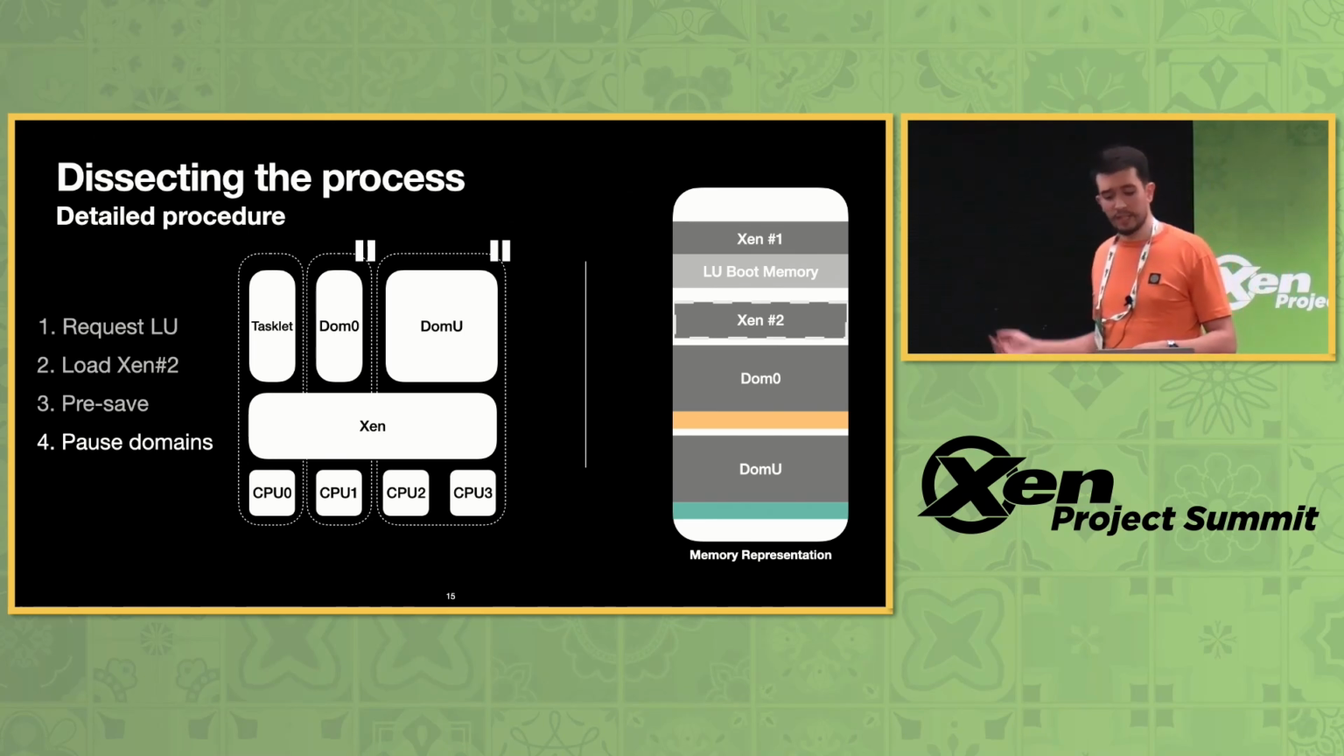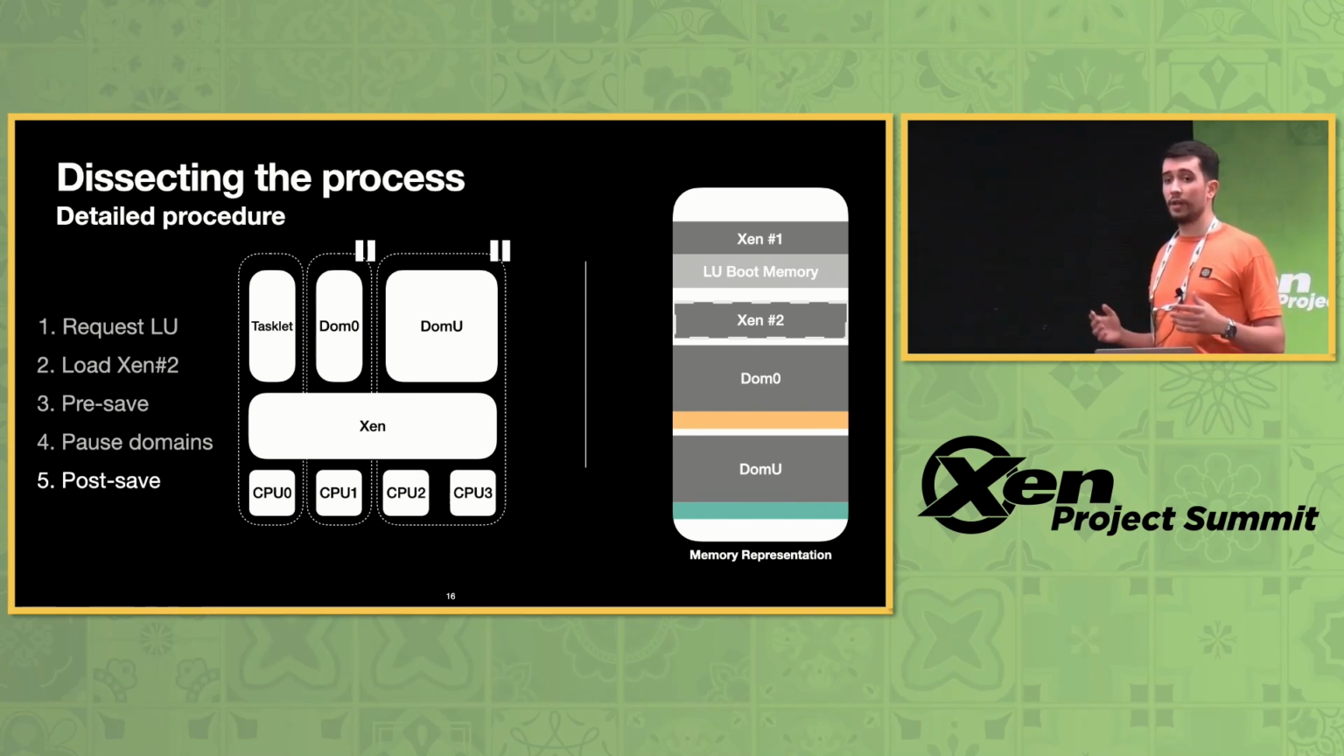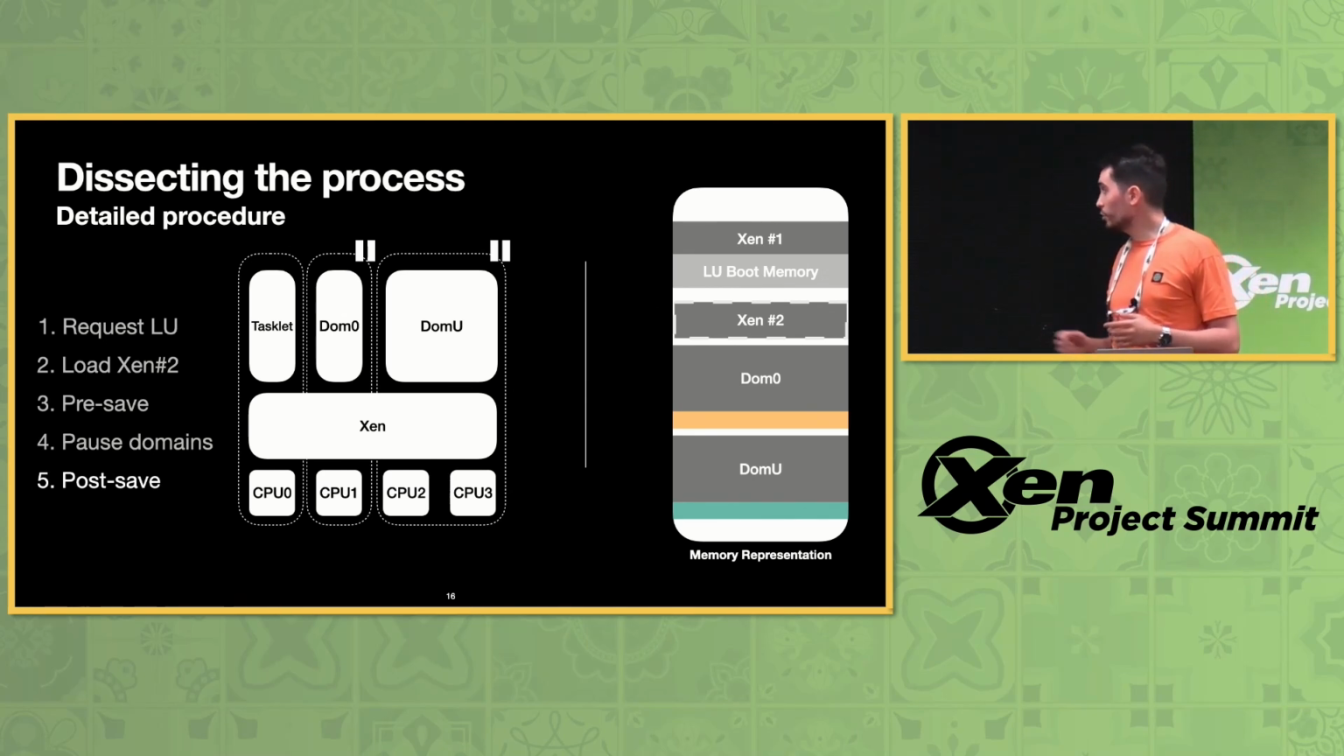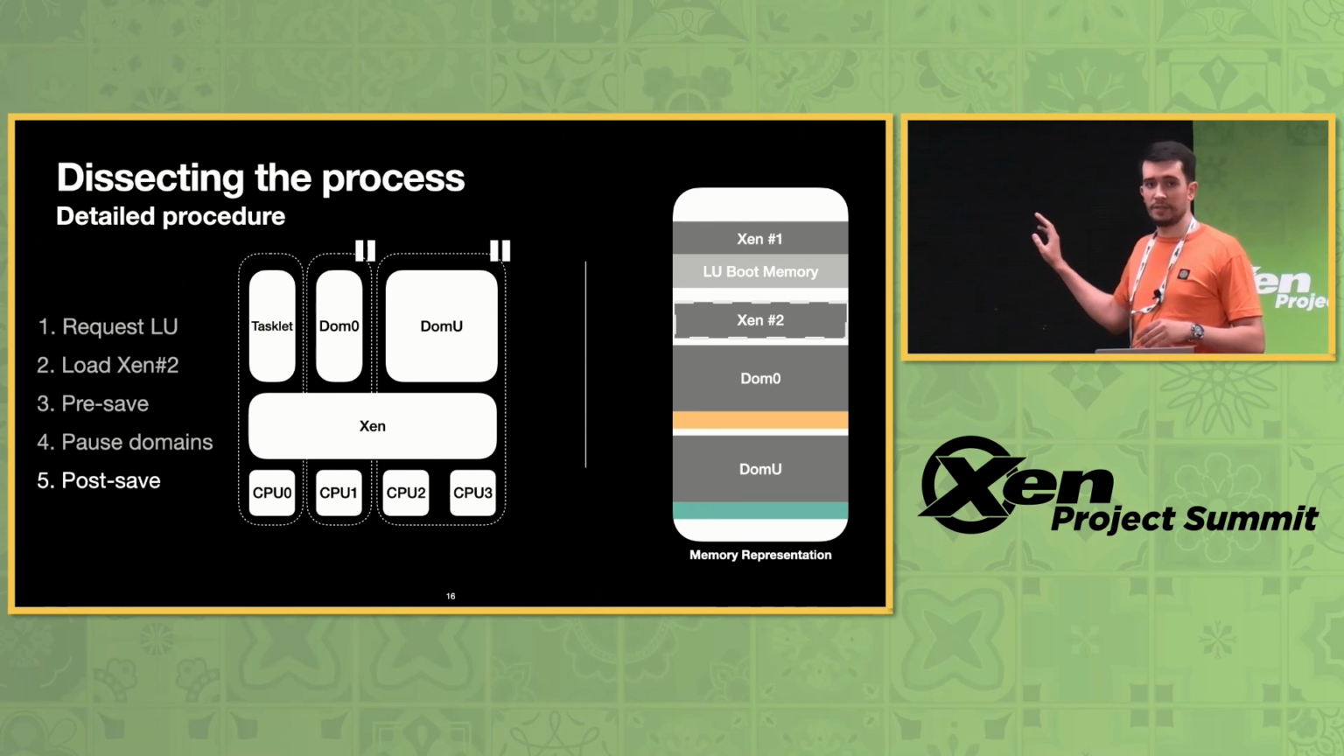But let's say that in that case, we could have quiesced everything correctly. So now we can save the rest of the states that are more likely to change and that we couldn't have saved during the pre-save operation. And this is again done in a tasklet. I should have made it a bit more explicit, but it is a different tasklet that is scheduled on the CPU 0. Of course, we cannot do that in the hypercall context. It would be way too long.